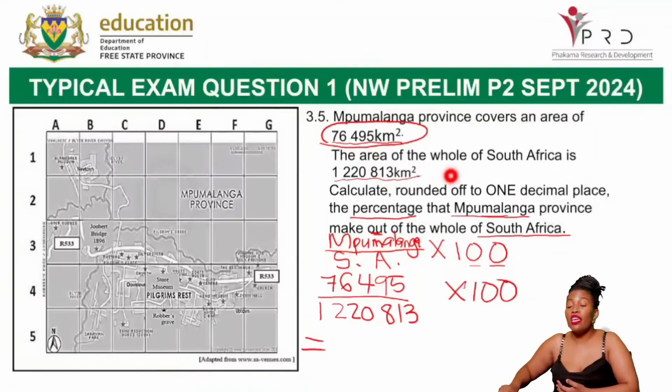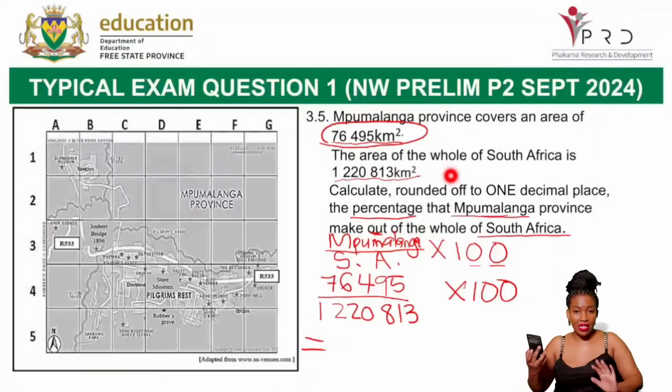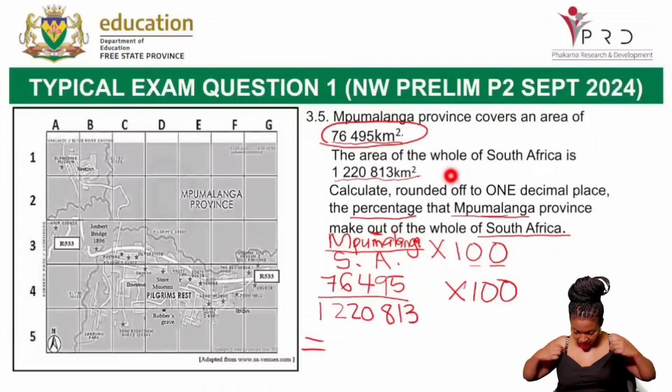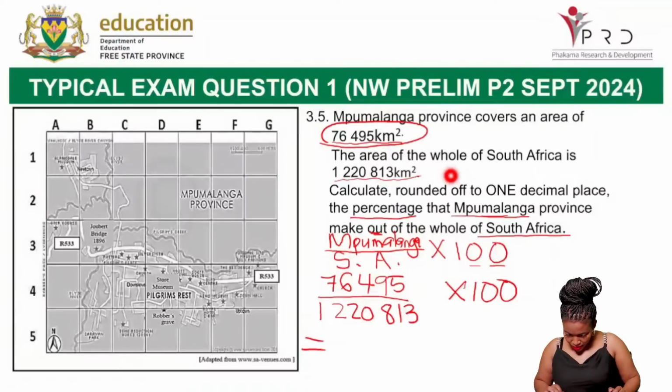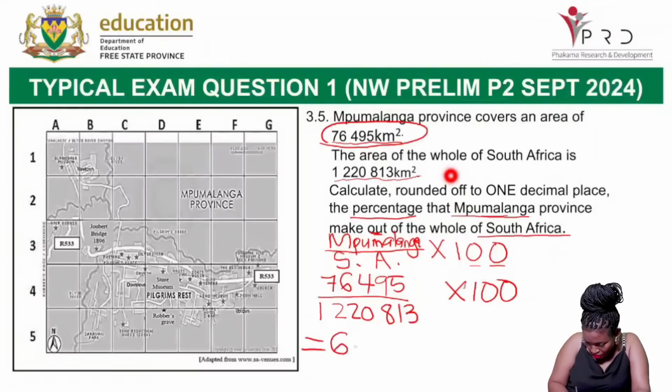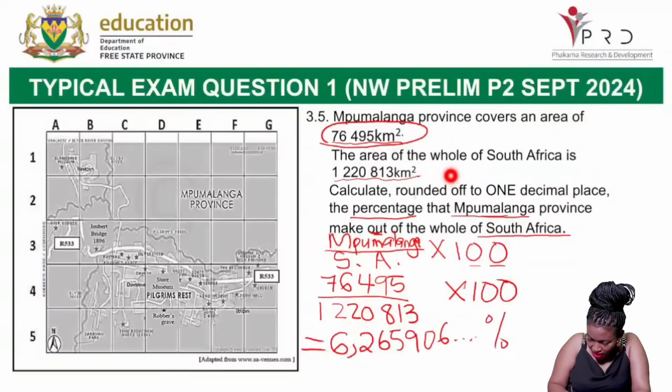Guys, this is where now you take out your calculators. You cannot guess the answer here. So let us punch this in together. I will say 76,495 divided by 1,220,813. And in the answer that I'm getting, I'm timesing it by 100. So I am getting, so it means Mpumalanga, it is 6.265906%. They said it must be rounded off to one decimal place.